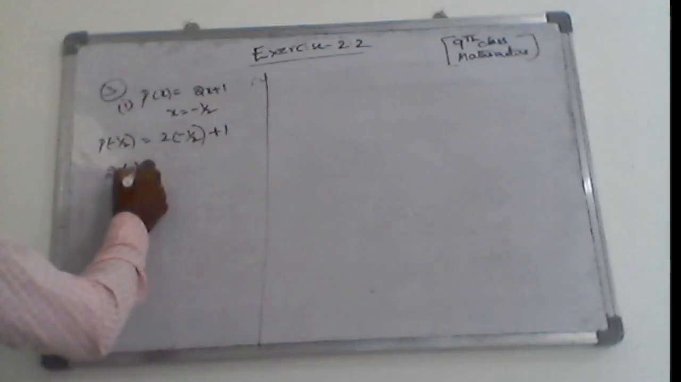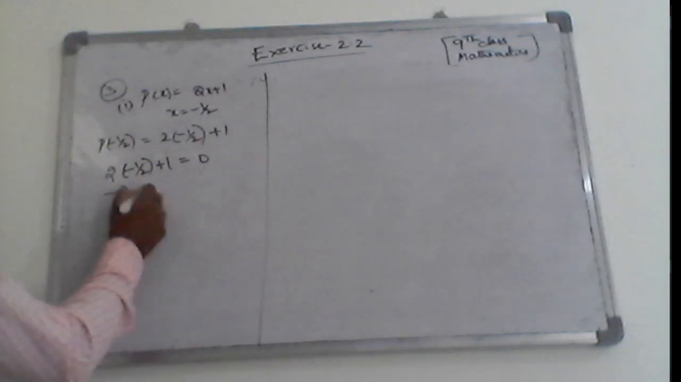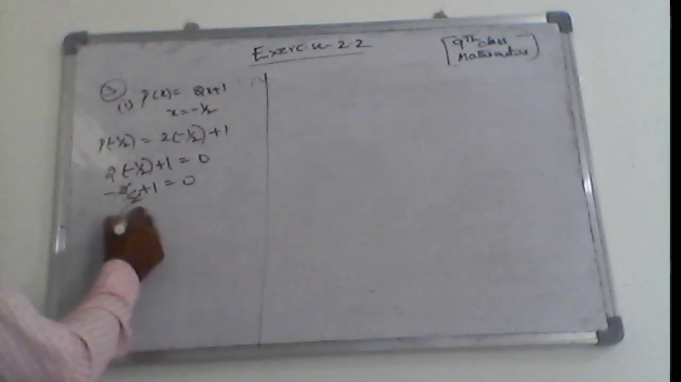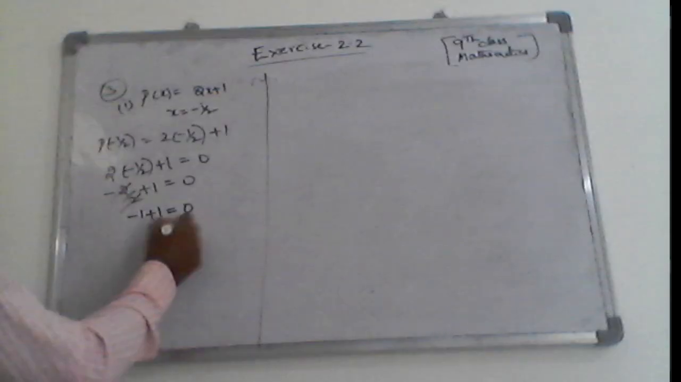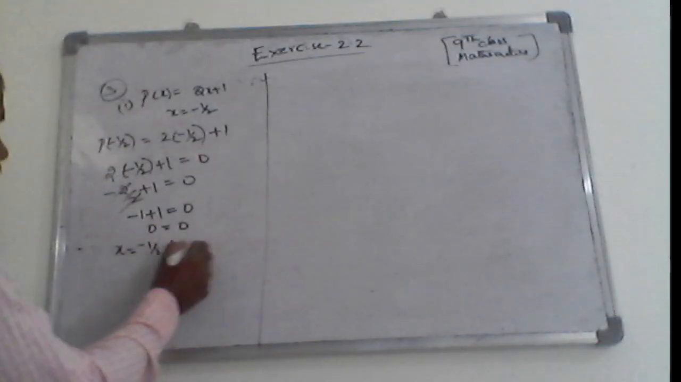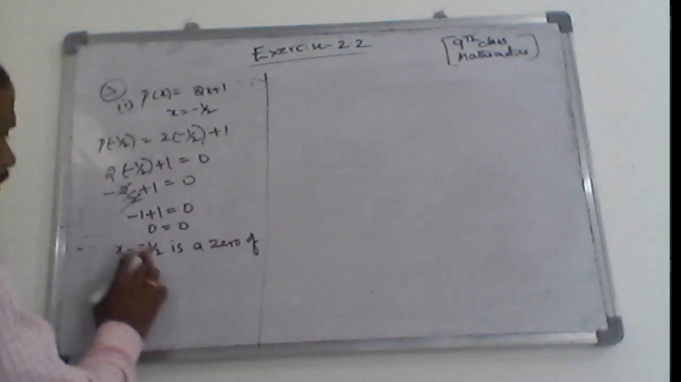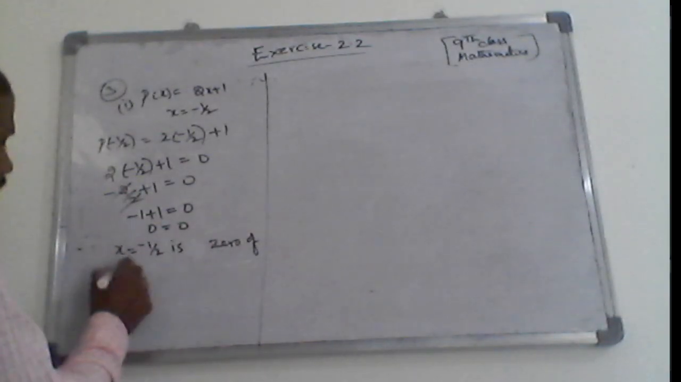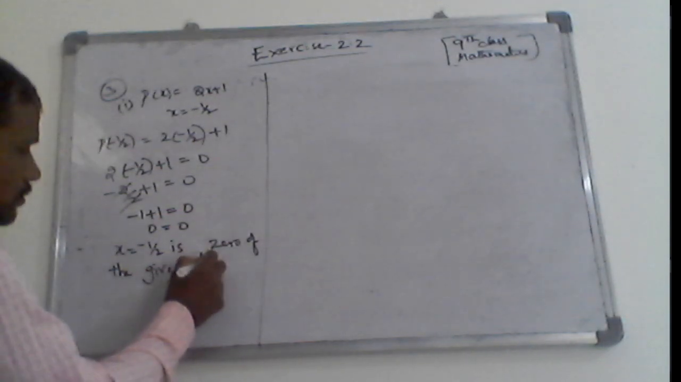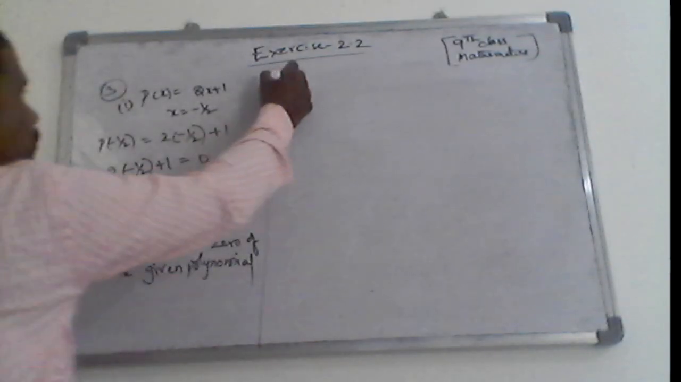So 2 into minus 1 by 2 plus 1 equal to 0. So minus 2 by 2 plus 1 equal to 0. 2 ones are 2, so minus 1 plus 1 equal to 0. 0 equal to 0. Therefore x equal to minus 1 by 2 is a zero of the given polynomial. So next one, question number 2.